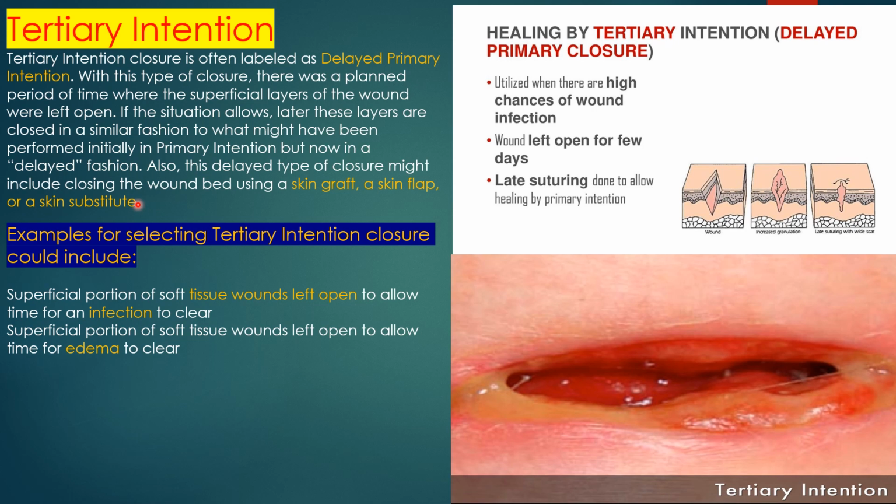So now we have studied primary intention, secondary intention, and tertiary intention. We will see the next video about wound healing and its pathophysiology.